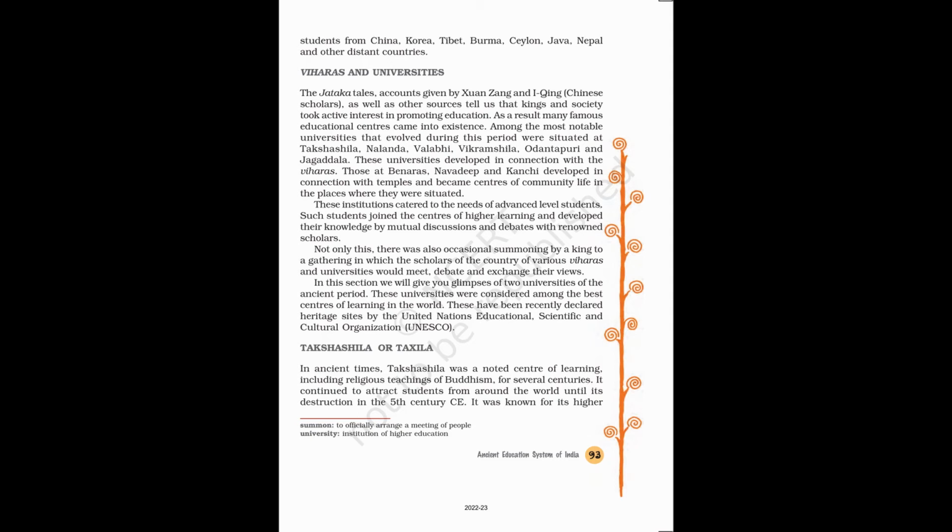Viharas and universities. The Jataka tales, accounts given by Xuanzang and I-Tsing, Chinese scholars, as well as other sources tell us that kings and society took active interest in promoting education. As a result, many famous educational centers came into existence. Among the most notable universities that evolved during this period were situated at Takshashila, Nalanda, Vallabhi, Vikramshila, Odantpuri and Jagaddala. These universities developed in connection with the viharas.